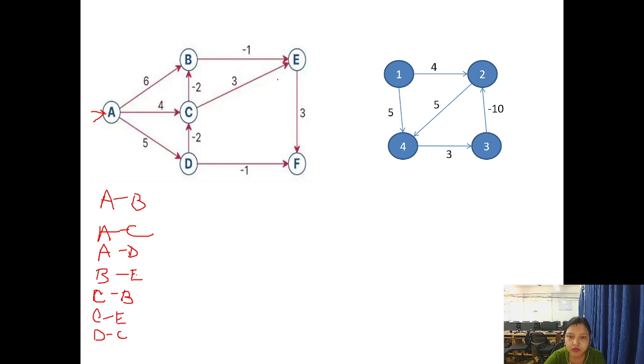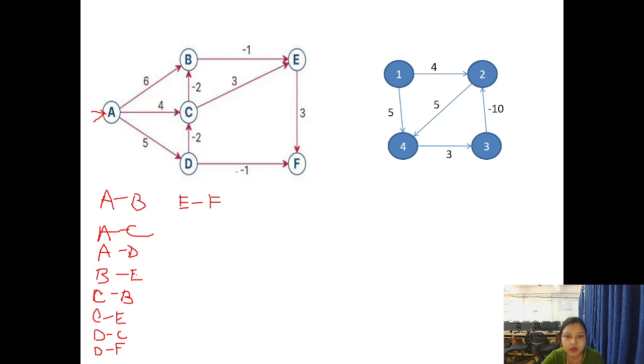And D to E, there is no direct path, and D to F, there is a path. So D to F. Now from E, only E to F is the only direct path. E to F. Okay, I am writing it here.